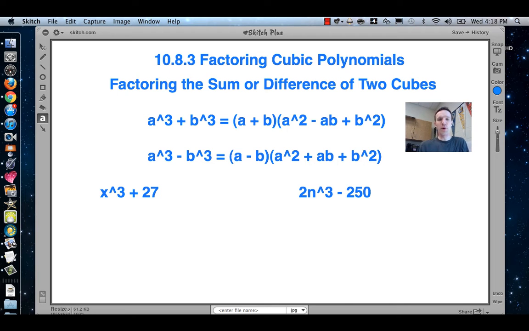Hello again, and welcome to 10.8.3, our final video for this lesson on factoring the sum or difference of two cubes. Again, this is another strange little extra concept to know about factoring, and it's specifically for problems where we have cubed values of a and b. So here's what you need to know.